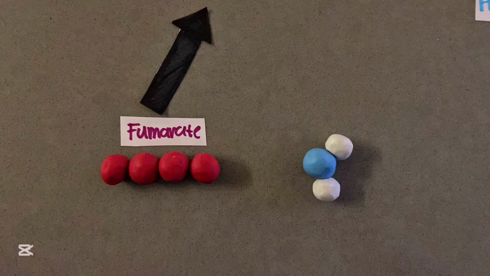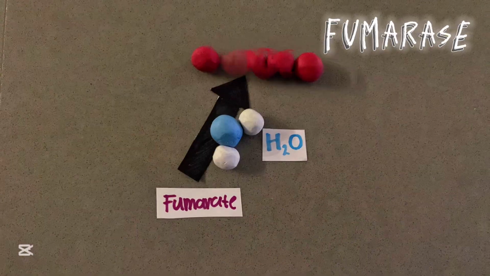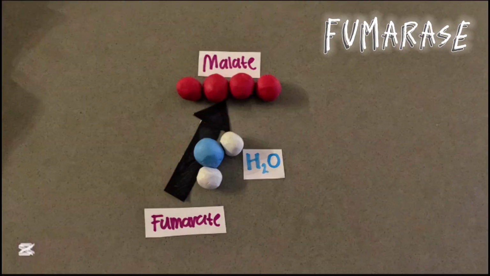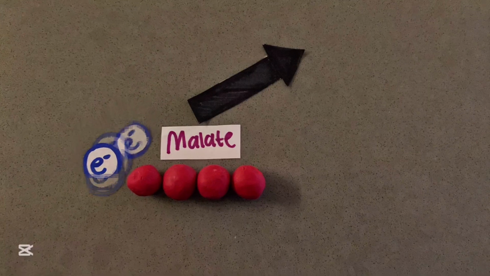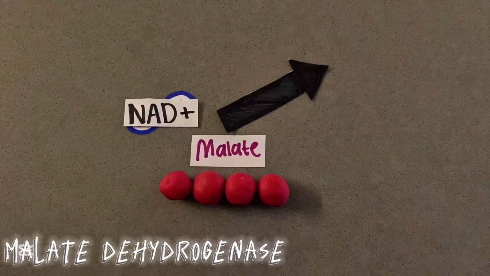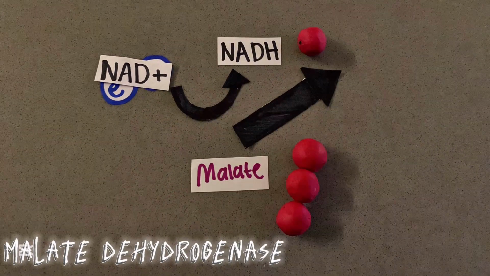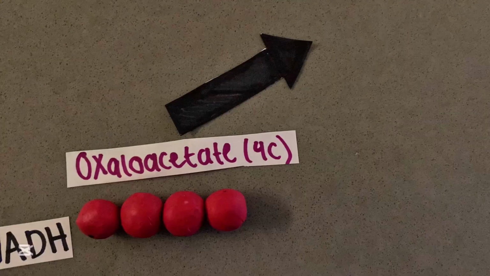Fumarate then gets converted to malate. This reaction is catalyzed by the enzyme fumarase. This is done through a hydration reaction, where water, H2O, is added. Lastly, we have the oxidation of malate. This is done through the enzyme malate dehydrogenase, where malate gets oxidized to form oxaloacetate. Through this reaction, NAD+ gets reduced to NADH.